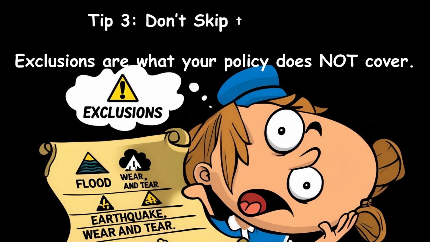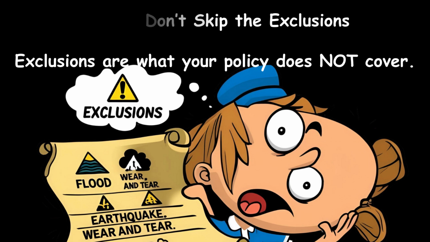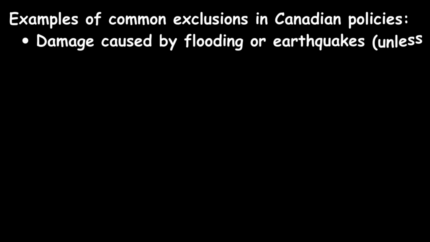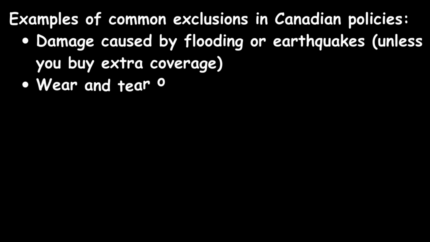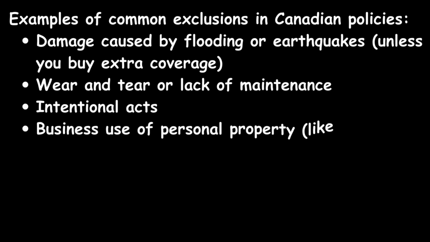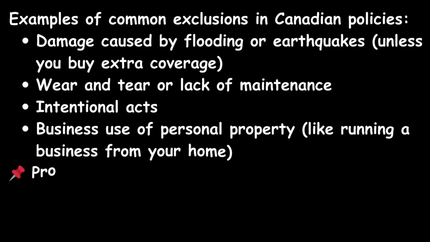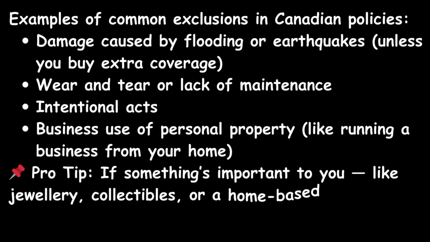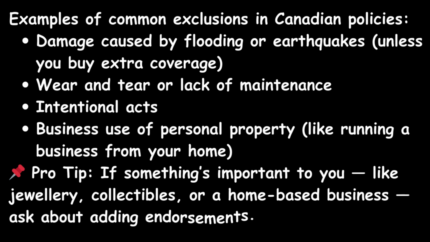Tip 3. Don't skip the exclusions. This is where people often get burned. Exclusions are what your policy does not cover. Examples of common exclusions in Canadian policies may include, but are not limited to, damage caused by flooding or earthquakes, unless you buy extra coverage, wear and tear or lack of maintenance, intentional acts, business use of personal property, like running a business from your home. If something's important to you, like jewelry, collectibles, or a home-based business, ask about adding endorsements.